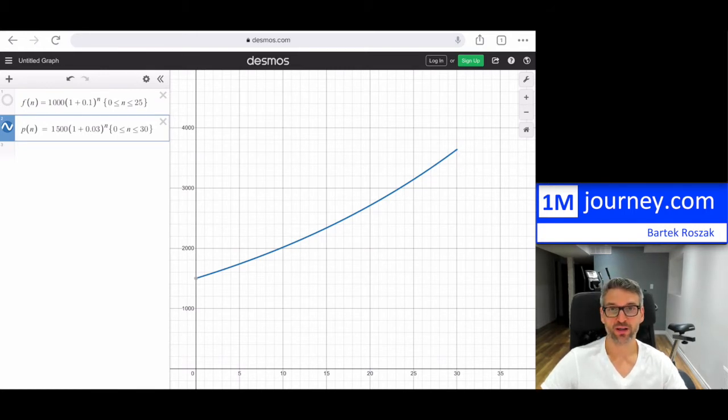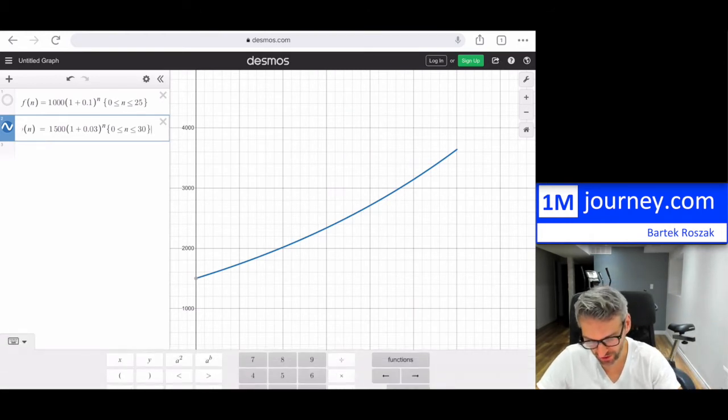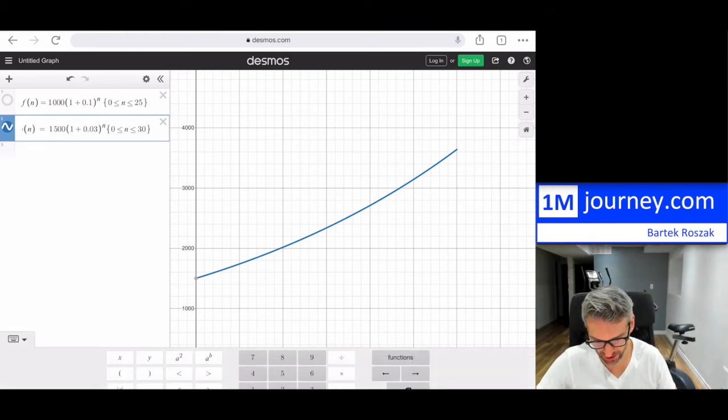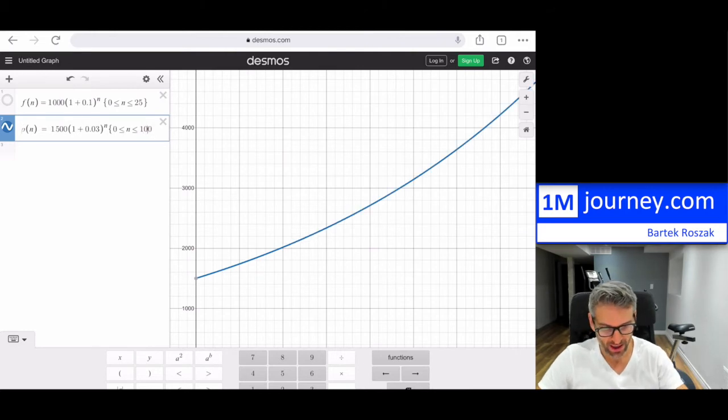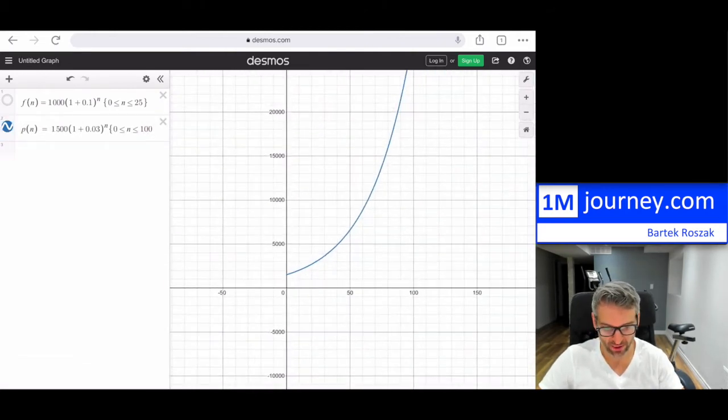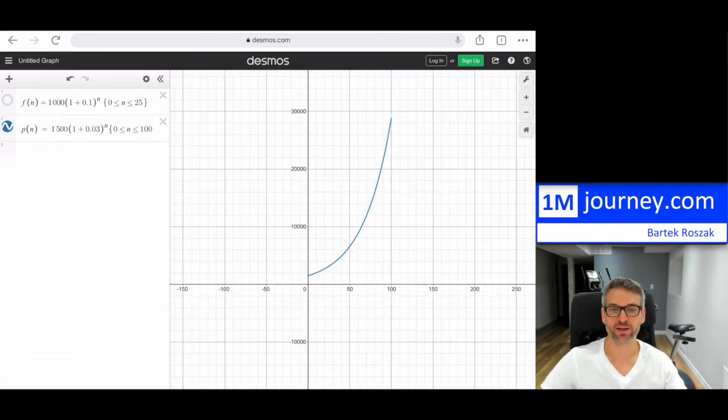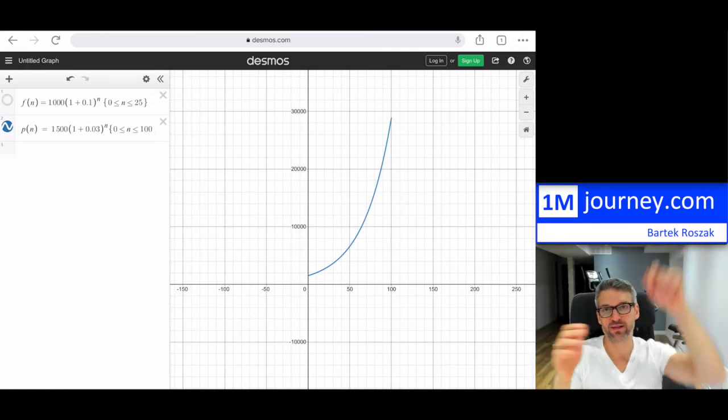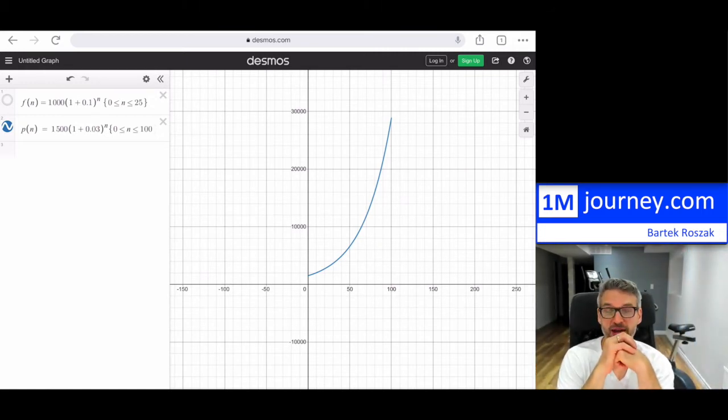Now, if the town continued to grow for much longer than that, let's say if I put 100 here, what you notice is it definitely starts to look like an exponential. It really just starts to skyrocket. Why? Because that 3% just keeps adding on to the previous year, because it's 3% of the previous year, not always from the start. And that's why it starts to look exponential, which is amazing.